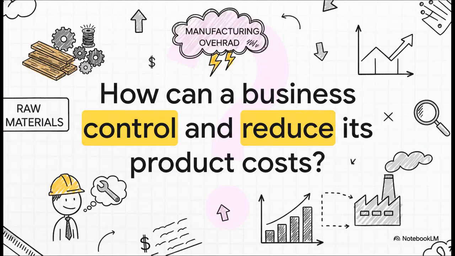Which brings us right to the end and to the most important question of all. Calculating a product's cost is step 1. But the real art and the path to making more money is figuring out how to control and reduce each of those pieces, the materials, the labor, and especially that sneaky manufacturing overhead. That's the billion-dollar question that this knowledge lets you start to answer.